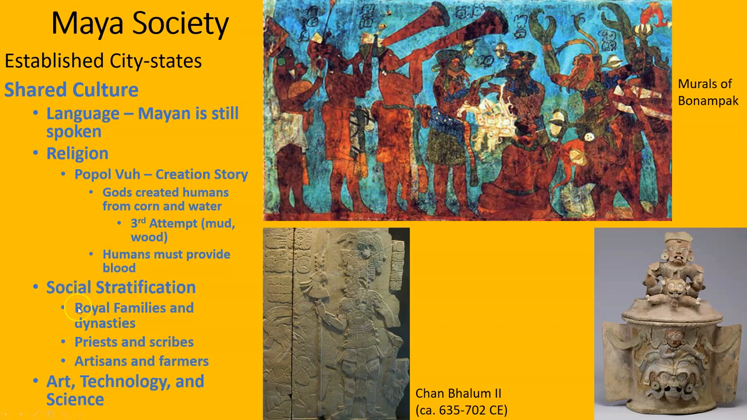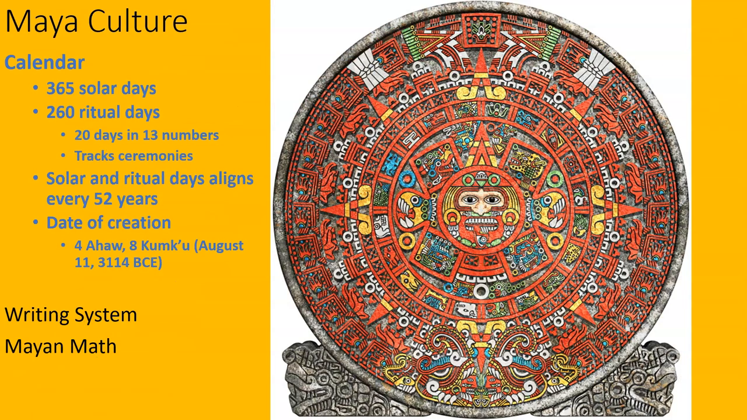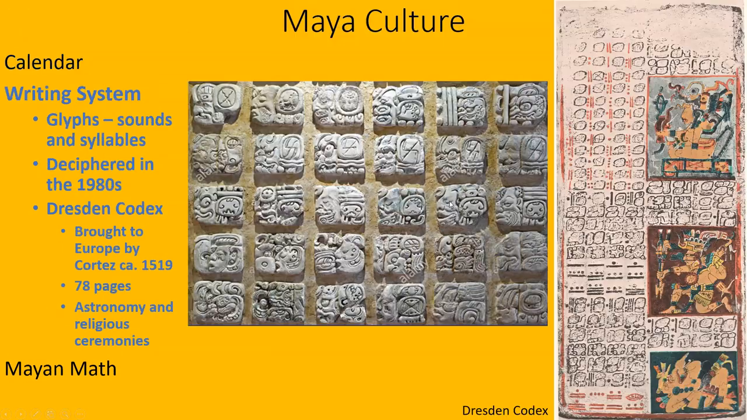We know there was social stratification of royal families, priests, scribes, artisans, farmers. Here's Chan Balam, a king of the Mayans. Here's some pottery. Here are these artistic murals we found at temples. We know they had an extensive calendar system. They had 365 days and 260 ritual days that would overlap, and the solar rituals go on a 52-year cycle. They have even dated the date of creation in the Mayan world as August 11th, 3141. So they have these long, very complex calendrical systems.